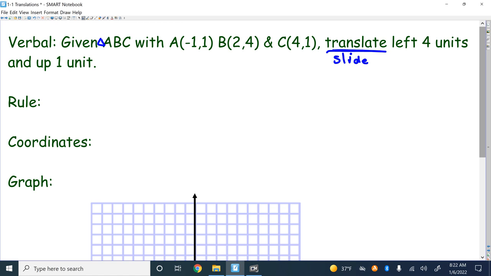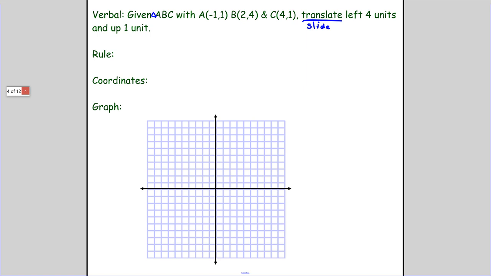Now the first thing that I'm going to do is make a graph, because if I'm given points, I can plot those points pretty easily, right? So let's go ahead and plot our points. I'll make this big. Now remember, when you plot your points, go ahead and put a letter with it too. That way you know what point you plotted. So I plotted point A, negative 1, 1. And you guys did great on plotting points yesterday, so I don't think that we need to review that too much. And then we're going to connect those three together to make our triangle.